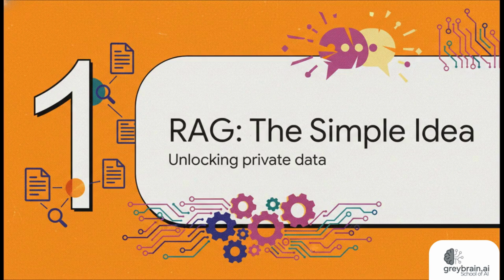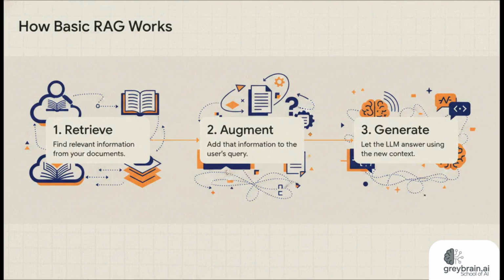So, what is RAG really? At its heart, it's a super clever workaround. It's a way to let an LLM answer questions about your specific documents without having to go through the incredibly expensive and time-consuming process of retraining the whole model from scratch. And the process, it's actually beautiful in its simplicity. It just happens in 3 steps.